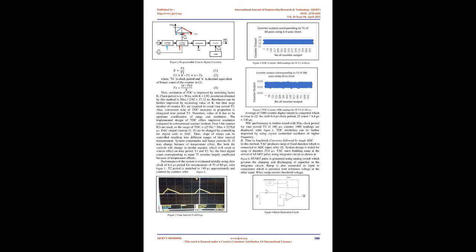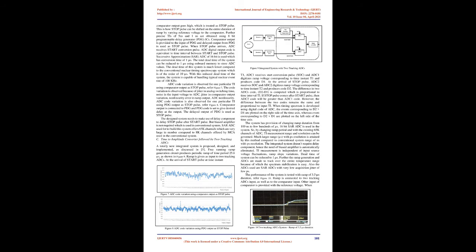Further precise TIs of 5 ns and 1 ns are obtained using 8-bit programmable delay generator, PDG, ICs. Comparator output is provided to the input of PDG and delayed output from PDG is used as stop pulse. When stop pulse arrives, ADC receives start conversion pulse. ADC digital output code is equivalent to time interval between start and stop pulse.